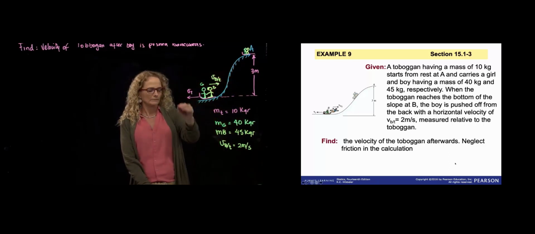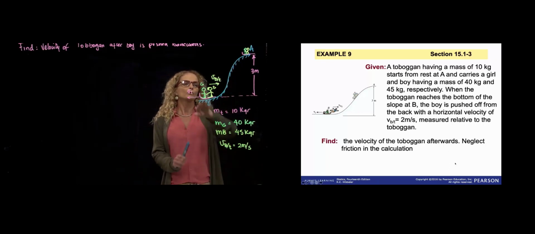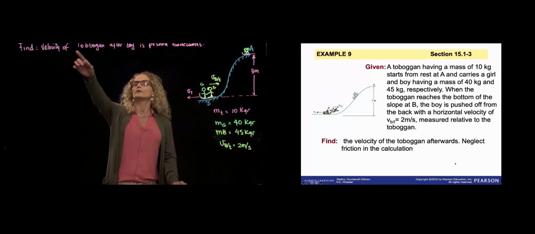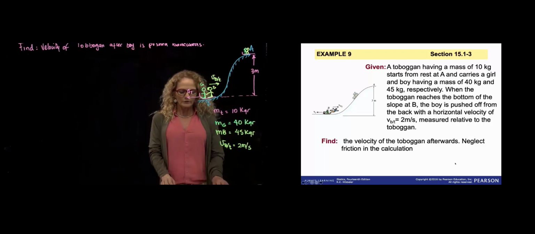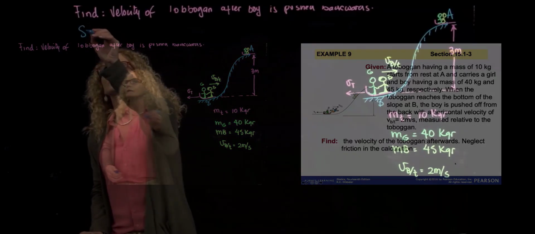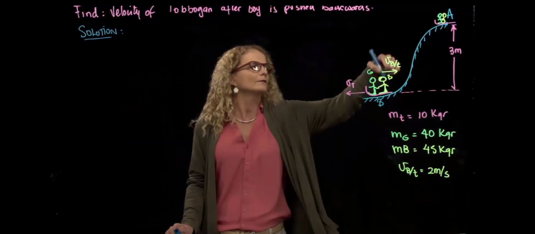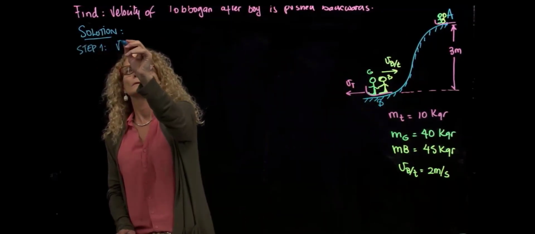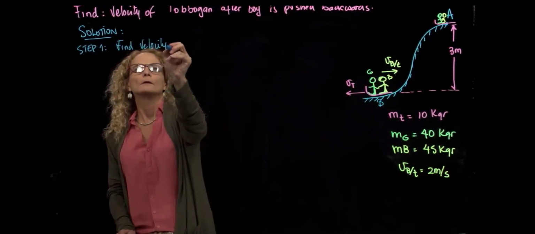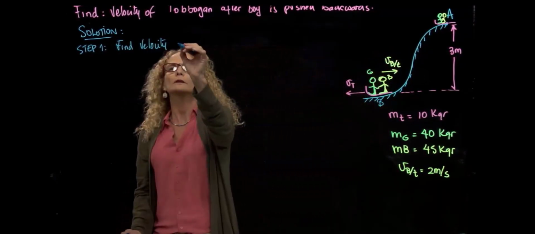Whenever they hit the bottom of the slope, let's call this point B, the boy is pushed back, and they ask us to find the velocity of the toboggan after it's pushed backwards. So the first thing we have to do in the solution is find the velocity when they arrive at B. And when they arrive at B, they are still all together, right?